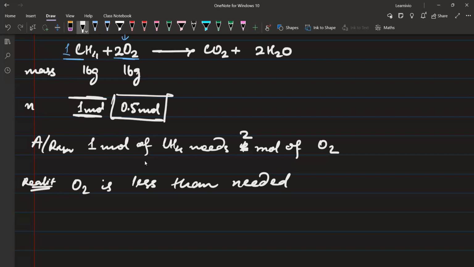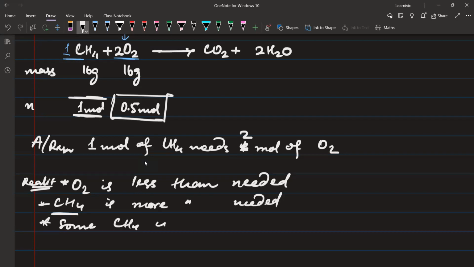Can you explain again? Yes, okay. See, I am saying O2 is less than needed, and in that sense I can say CH4 is more than needed. Both of these statements make sense. So if CH4 is more than needed, then some CH4 will be unreacted. If it is more than needed, that means there will be some which is needed, and after that the CH4 will not react. Make sense? Yes, sir.